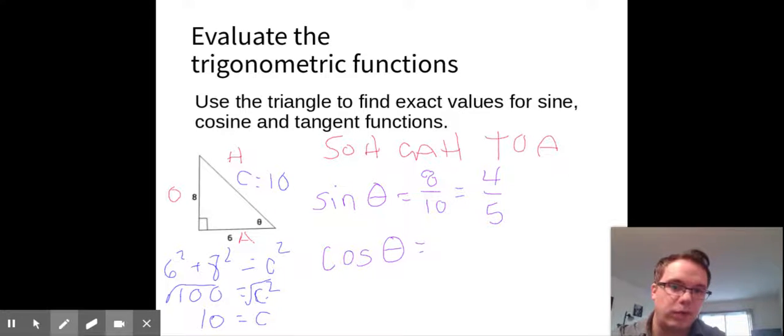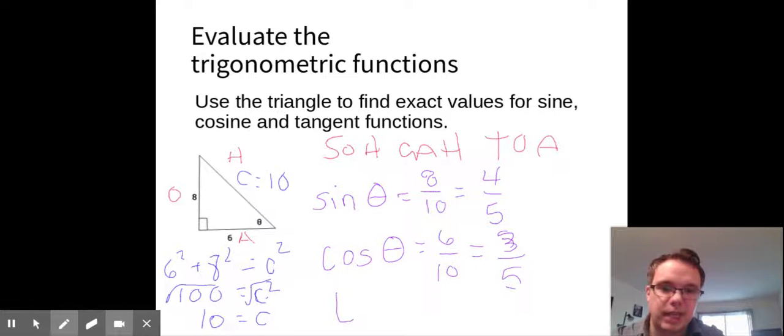Right? For cosine, remember to write the cosine of theta because it is a function. So it's important we know cosine of what. Cosine of theta, we're going to take our adjacent side, which is 6, and put it over our hypotenuse, which is 10. And then see if it can be simplified, which this can be, to 3/5.